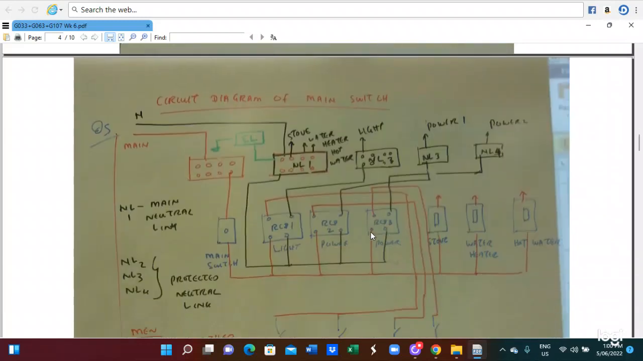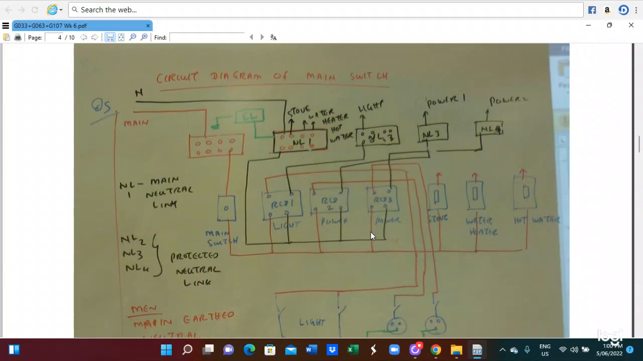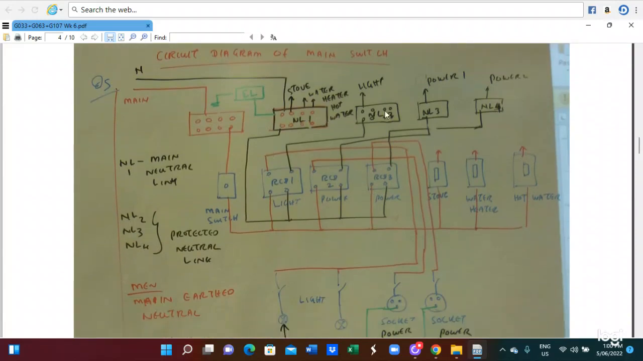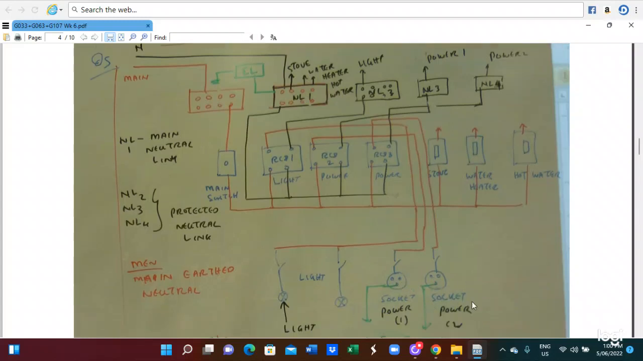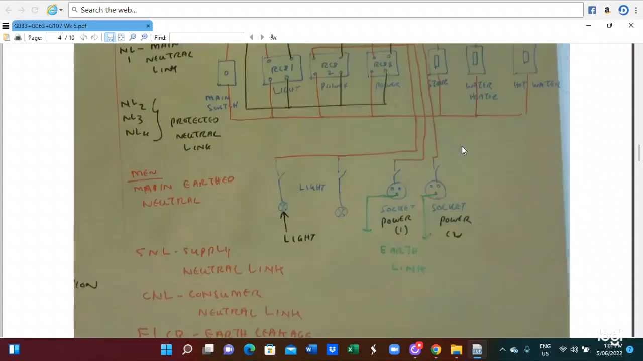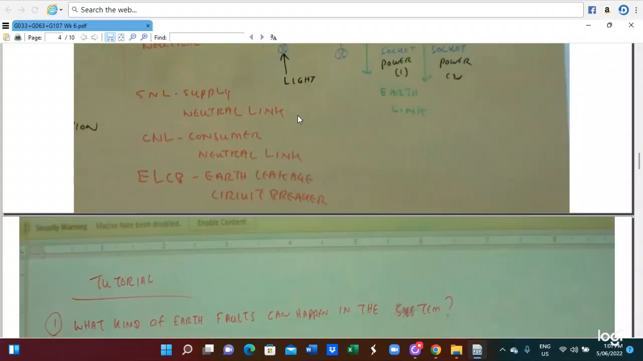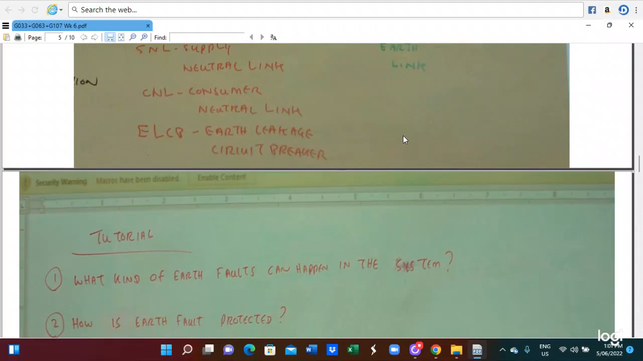ELCB contact. Here with the circuit breaker is the circuit diagram of the main switch, stove, light, power circuit, and RCD, also the stove and the main switch. This is for the power and lighting load. This is the configuration of the RCD main switch, also the supply to the hot water, stove, and water heater, main switch, supply neutral switch, and also the light and power circuit. Those are the configurations of those circuits. SNL is the supply neutral link, CNL is the consumer neutral link, and ELCB is the earth leakage circuit breaker.